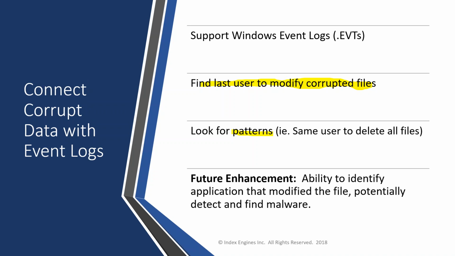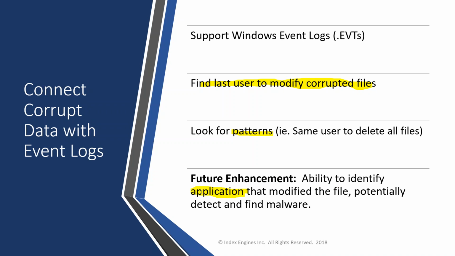And if it turns out it was all done by John Doe, the same user, then obviously that's where the malware is running, from that user. You need to shut that user down, look at that user's computer and diagnose that. An enhancement that's coming out very quickly is that you can also have the ability to identify the application that made those modifications.